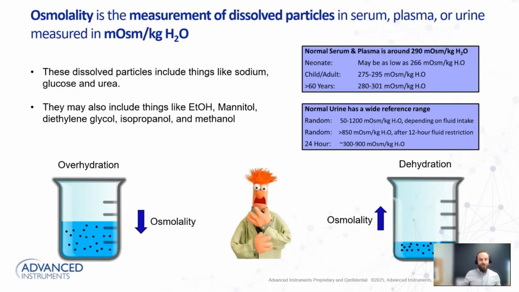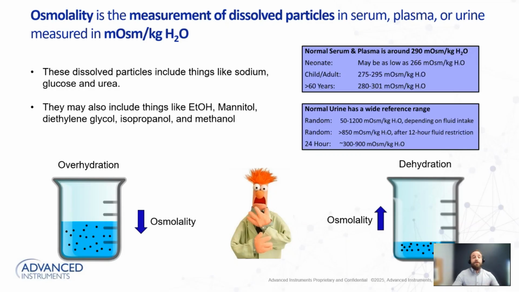So in each of these beakers, we have the same exact number of dissolved particles, so the same number of little black dots, and we have a different volume of water. So on the left, because the concentration of those dissolved particles relative to the volume of water, because there's a higher volume of water, we'll actually see the osmolality go down. And on the right, because the volume of water relative to that same number of dissolved particles is lower, we see the osmolality go up. So dehydrated, osmolality up; overhydrated, osmolality down.